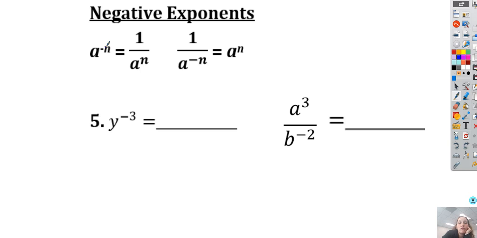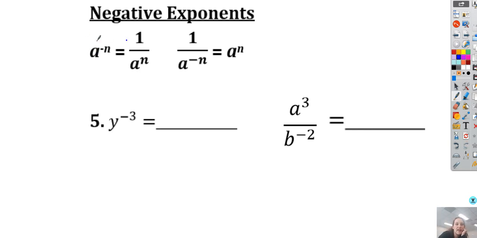So the way that you get rid of a negative exponent is you're going to send the whole thing, the base and the exponent, to the numerator. If it starts in the denominator, you're going to send it up to the numerator. If it starts in the numerator, you're going to send it down to the denominator. So basically, to get rid of a negative exponent, you're just sending it across the fraction bar.